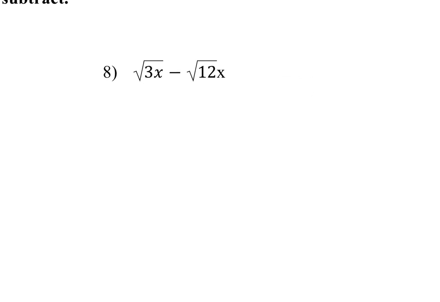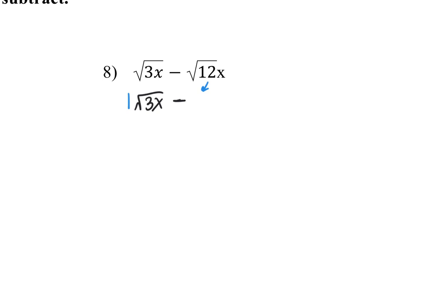It works for letters as well. Square root of 3x minus square root of 12x. They are not the same, so I cannot subtract them. This guy really has a 1 in front, so I will write a 1 when I rewrite this guy. Square root of 3x. 3 cannot be divided by a perfect square, nor can I pull out any x's. So that's going to stay the same. My minus sign is still there.